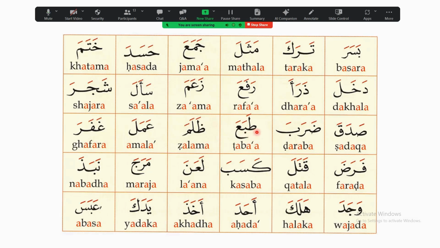طبع. Okay, so at the end there is an ain letter and not a hamza letter. So we will not say a from the chest, we will say ain from the throat.